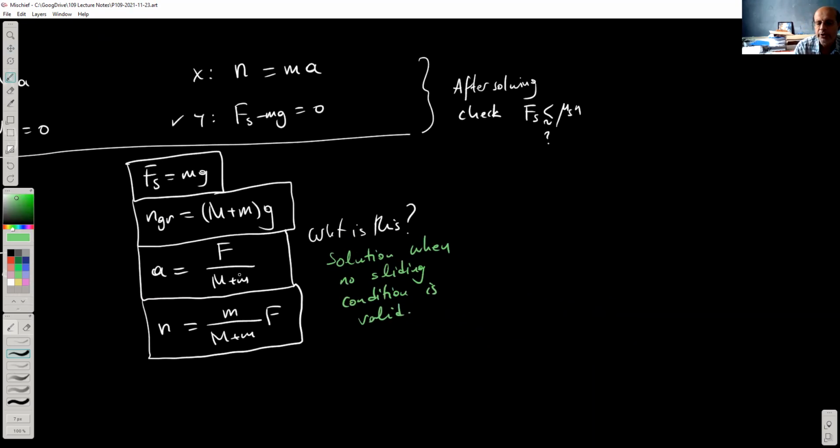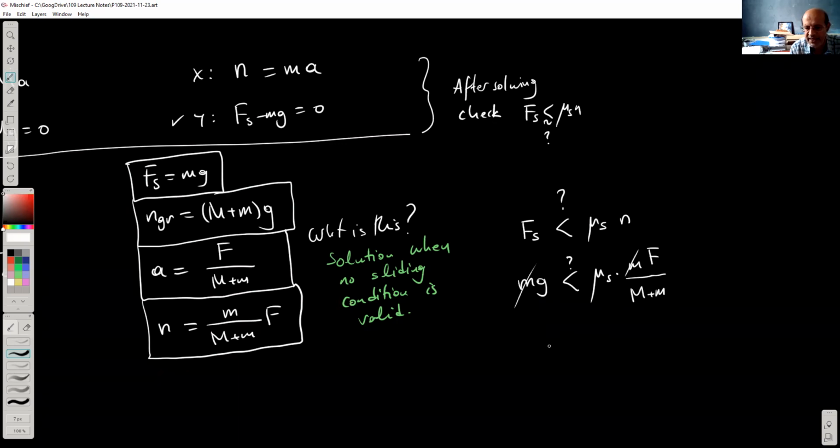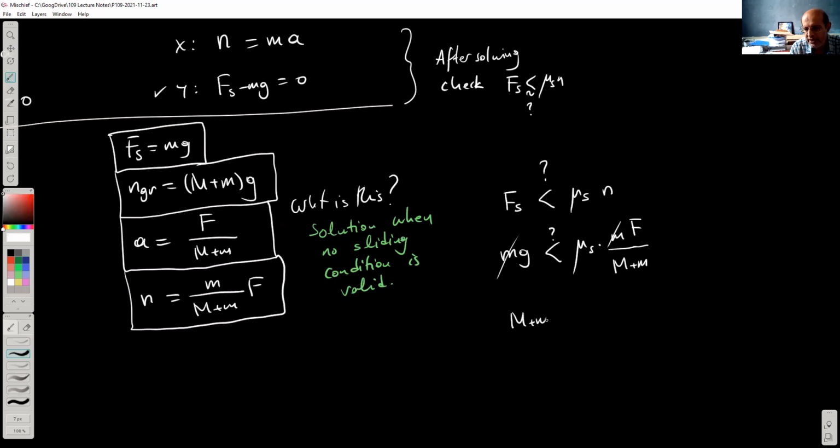So at this point, we would like to check if this solution is physically possible. And in that case, what we do is we just check this equation. So let's then check: is static friction force less than mu s times n? What's the static friction force? That's mg. Is this less than mu s times little m times F divided by the total mass, right? Okay, so we would like to check this. So little m somehow cancels, but this other little m stays in here, which means that total mass times gravity divided by mu s should be smaller than F.